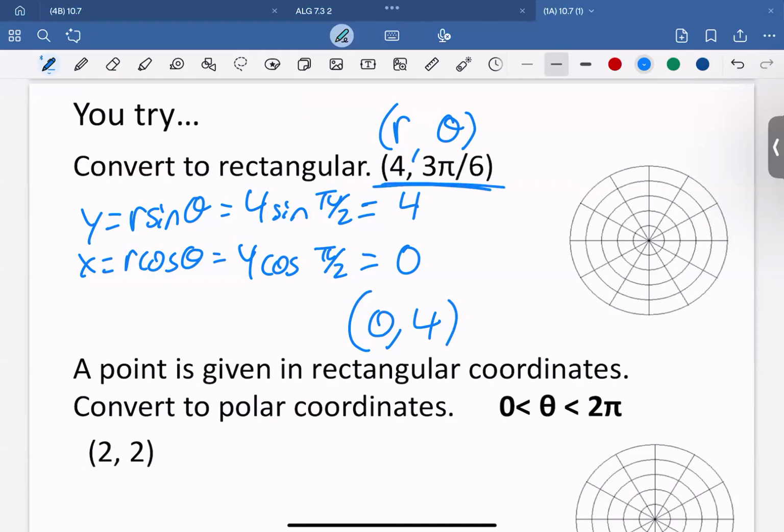Also, just a nice little practice: if you want to practice graphing the polar coordinate, that would bring you right here. 1, 2, 3, 4, and then all the way at pi over 2.